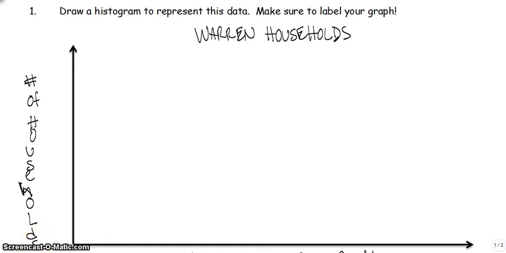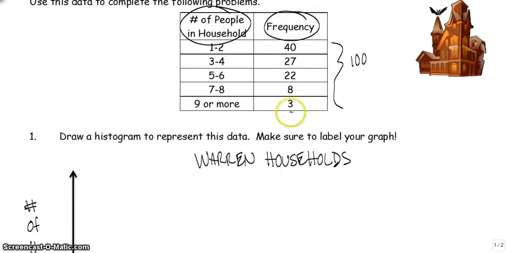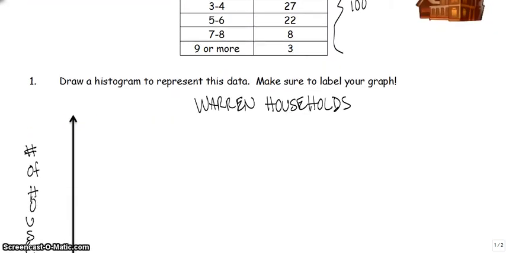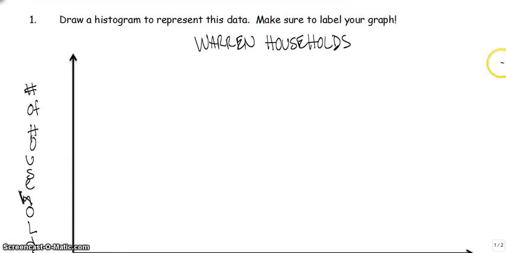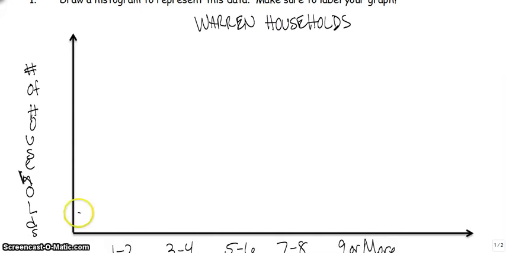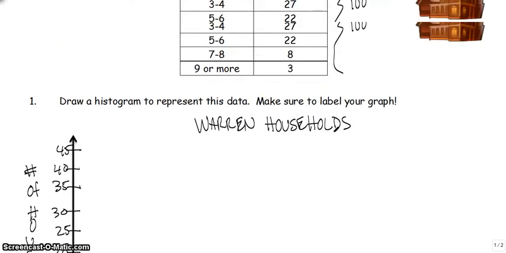Knowing that 40 is my highest number of households and 3 is my least, I'm probably going to count up and make a range by fives. 5, 10, 15, 20, 25, 30, 35, 40, 45 we can even go up to. Now I'm going to label these 5, 10, 15, 20, 25, 30, 35, 40, 45. And now we can make the bars for our histogram.